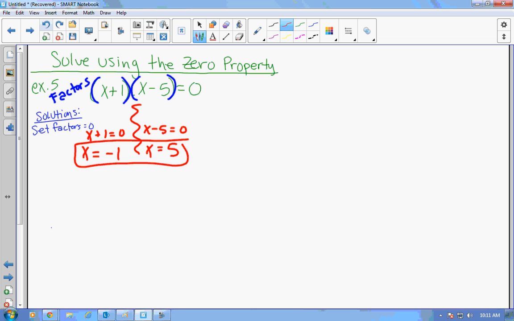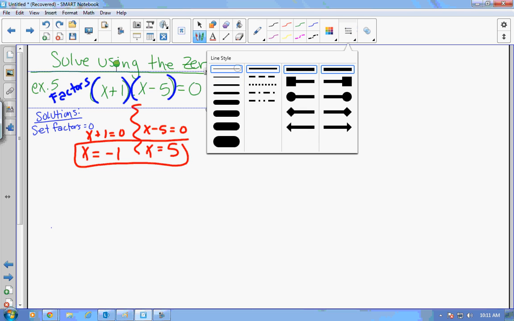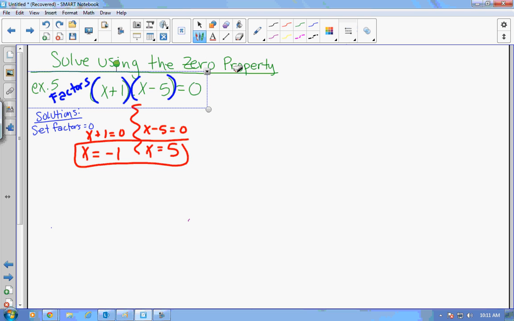I'm not erasing this part. You may write this. Please do write this. You can take the binomial, set it equal to 0. Okay, sorry, I won't skip the step. I'll show you the intermediate step. X plus 1 equals 0. I subtract 1 both sides. I add 5 both sides to get x equals 5. So, those are your 2 x-intercepts.